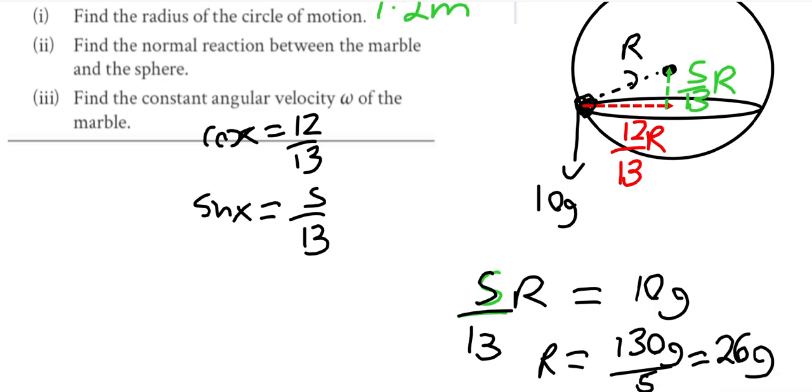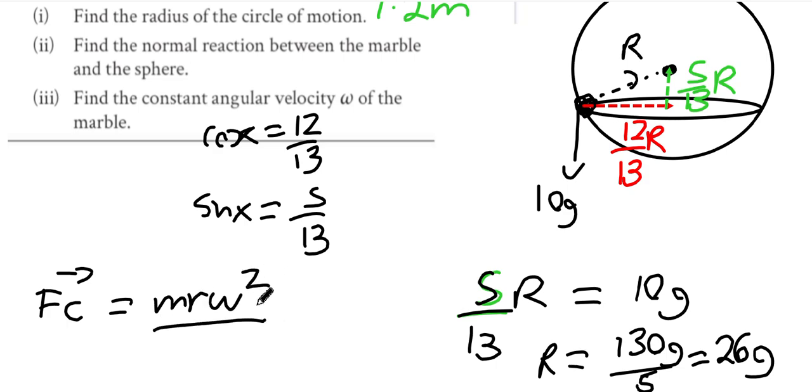26g. Now I'm going to do centripetal acceleration, or centripetal force, which is m r omega squared. Do you want to multiply by 9.8? What did you get? 254.8 newtons. Okay, either or.